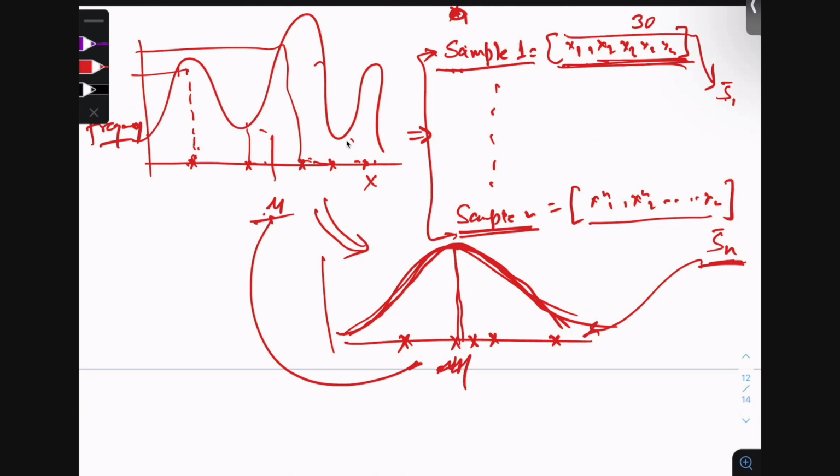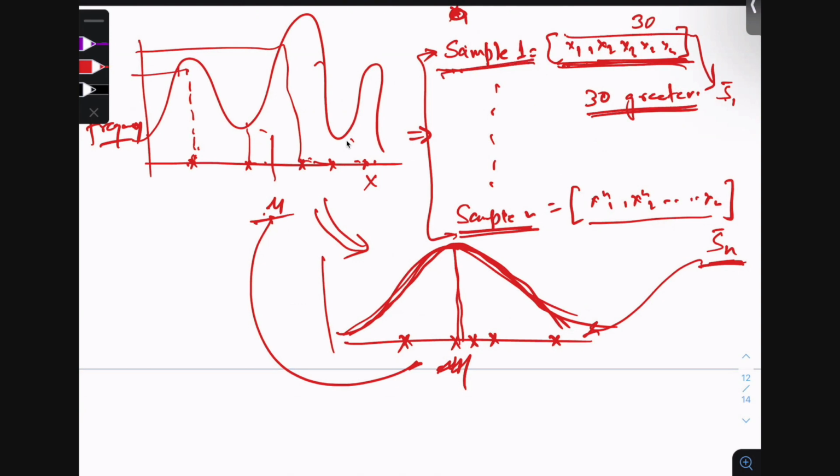Okay, clear? Now, two things to note over here. First, the sample size, empirically it has been found, should be greater than 30. Now why greater than 30? It's more empirically derived.